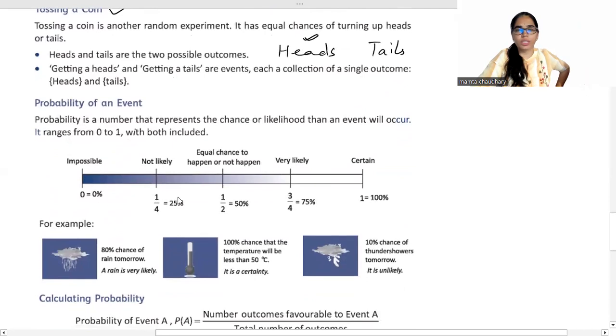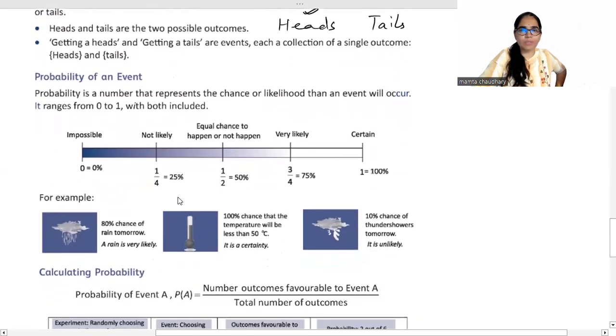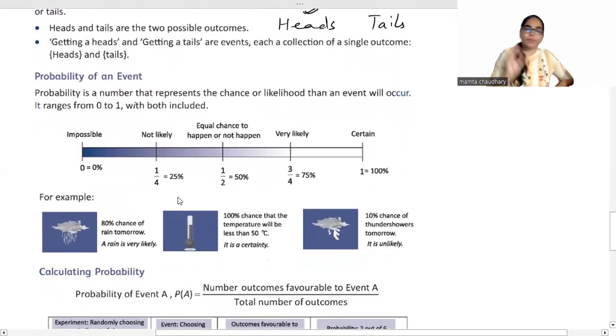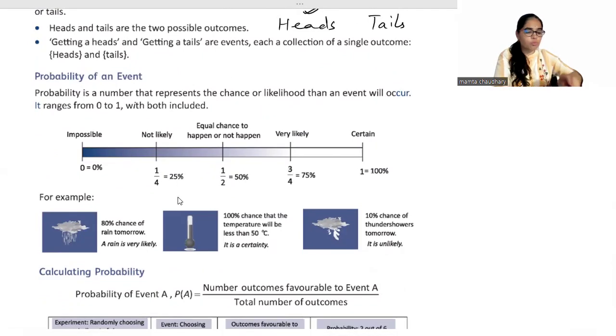Before more examples, let's see the probability scale. Now, what is the probability scale? Here we need to define what the probability can be. If any event is 100% sure, that is certain, it means it will surely happen. It means the percentage is 100%.